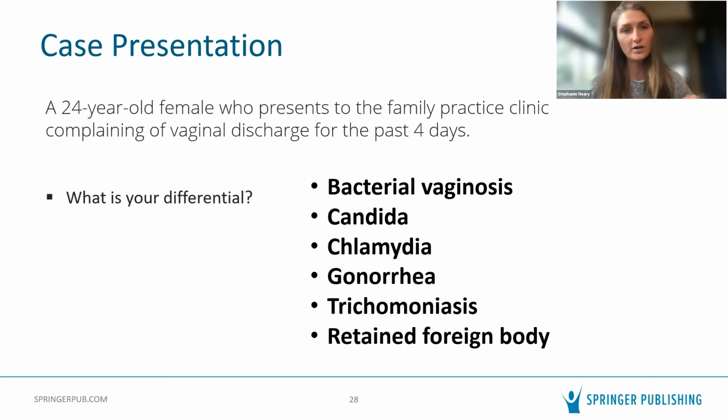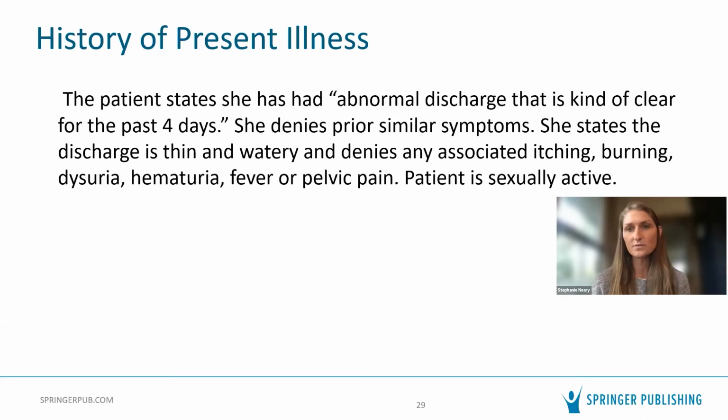and say, all right, group one, you're going to talk about the first one here on our differential. Group two, you're going to talk about the second one. And then we come back together and we present those. So with this patient here, we have a 24-year-old female who presents with vaginal discharge for 4 days. We came up with quite a few different things on our differential diagnosis. And then it's going to be time to get that history from your class.